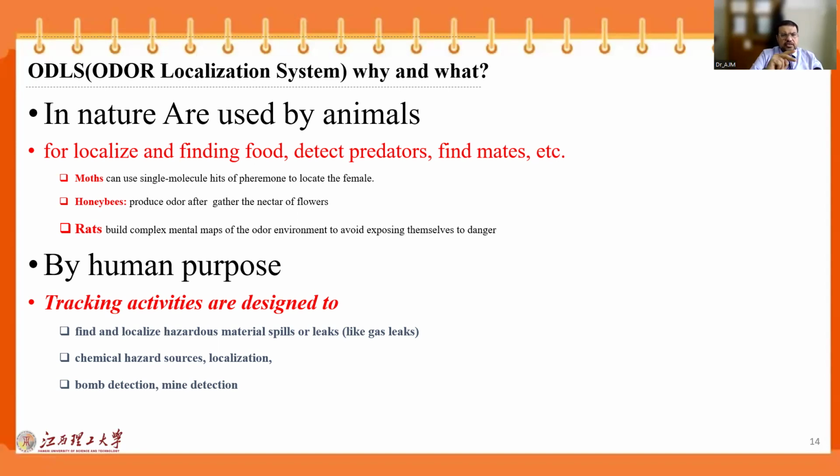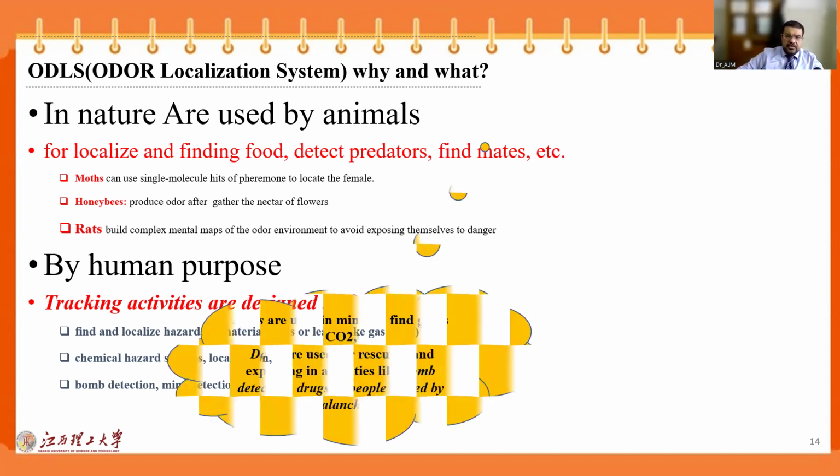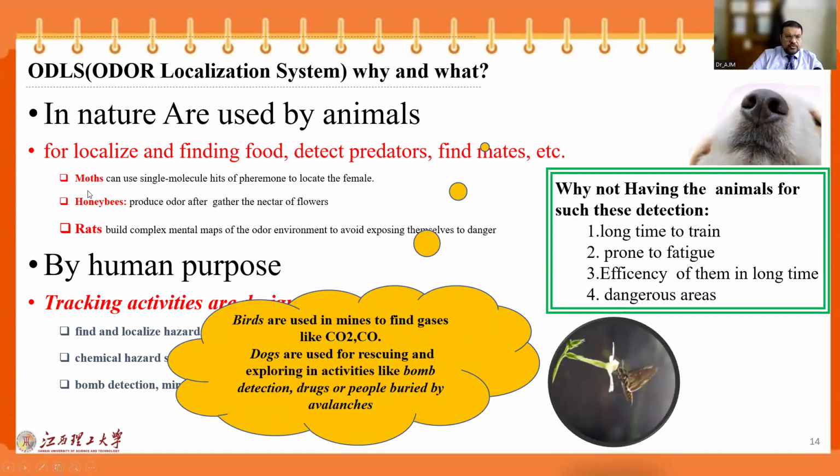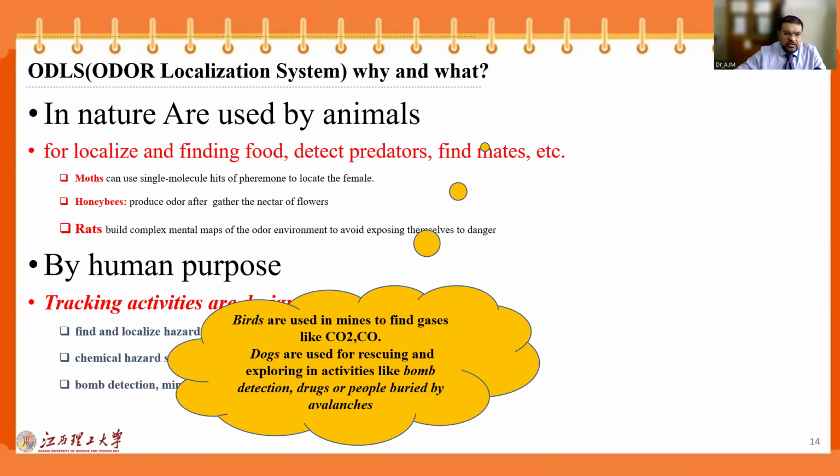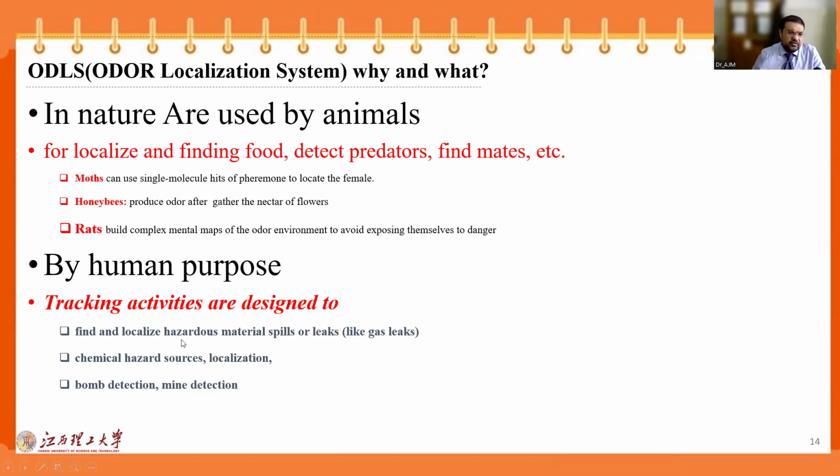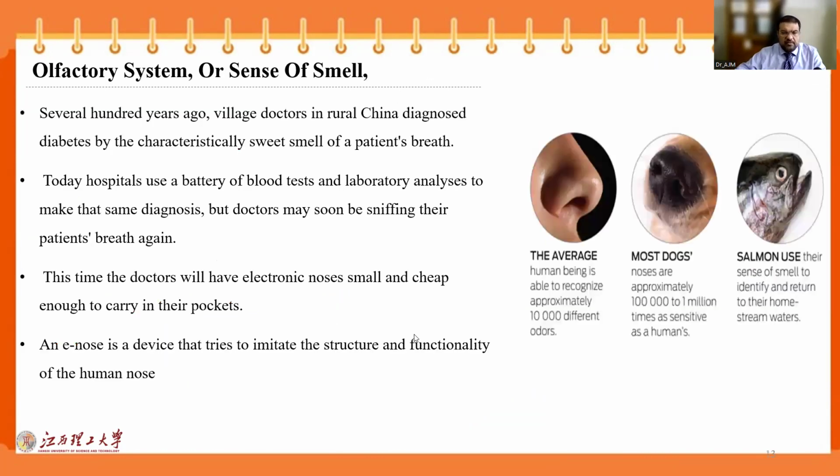If we look at nature, we can see that there are some creatures that can do this job very nicely due to their nature. For example, there is one type of moth, or honeybees, or rats that can localize and find food, detect predators, or find mates for themselves with the help of this odor localizing. And for humans, as I already told you, they can find and localize hazardous materials and leaks, chemical hazardous sources and locations, bomb detection, mine detection, and so on. It could be the application for them.